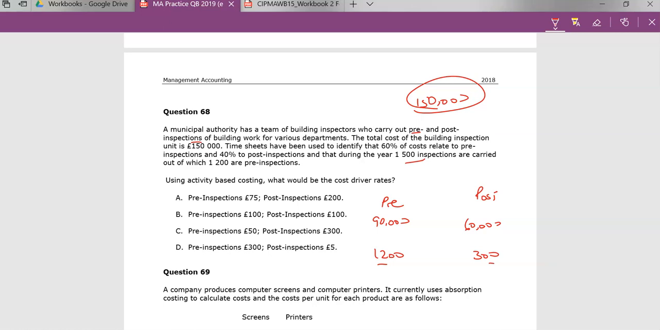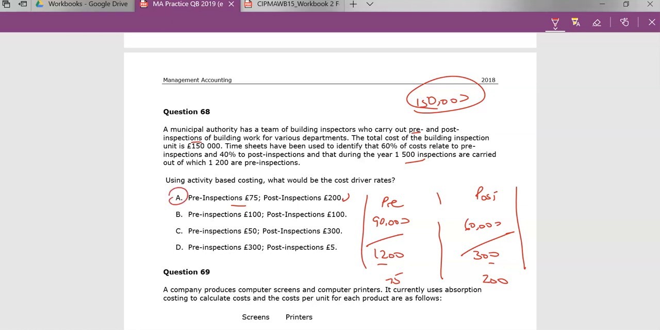What should the cost driver rates be for each of these separate departments? So for pre-inspections, you will have 90,000 divided by 1,200, and for post-inspections, you will have 60,000 divided by 300, and here you have 200. And dividing 90,000 by 1,200 gives you 75. So your answer is A.